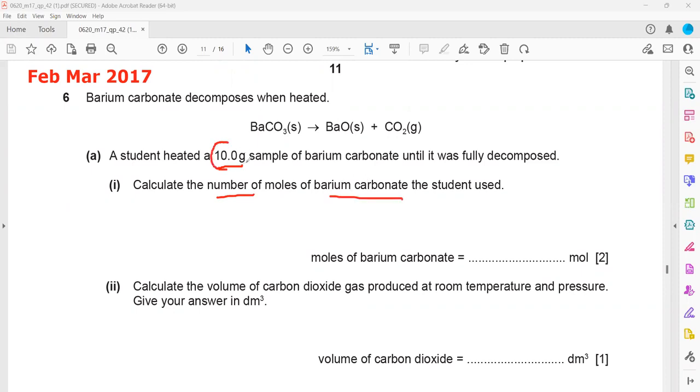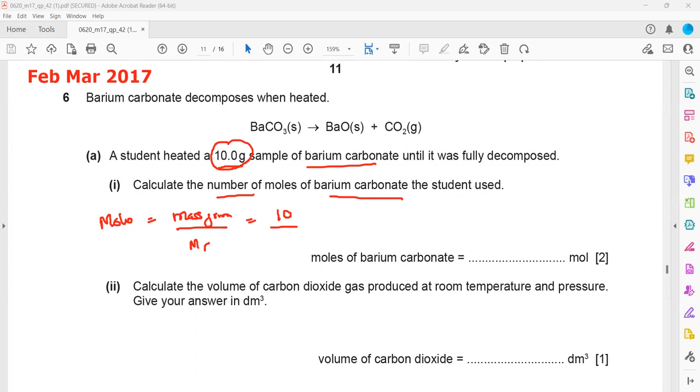We have the mass of barium carbonate. So how do we get the moles from mass? Moles equal mass in gram divided by the molar mass, or relative molecular mass because it's a molecule. And the mass in gram equals 10. What about the molar mass?